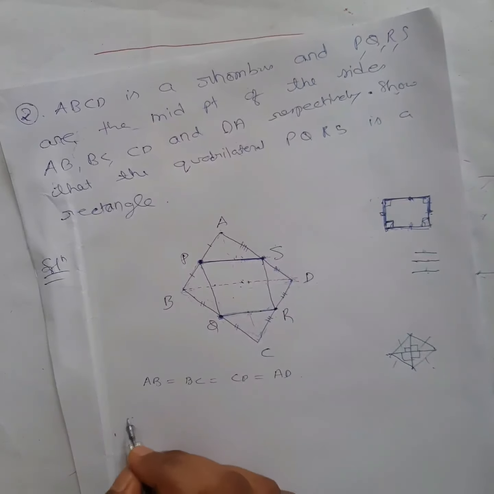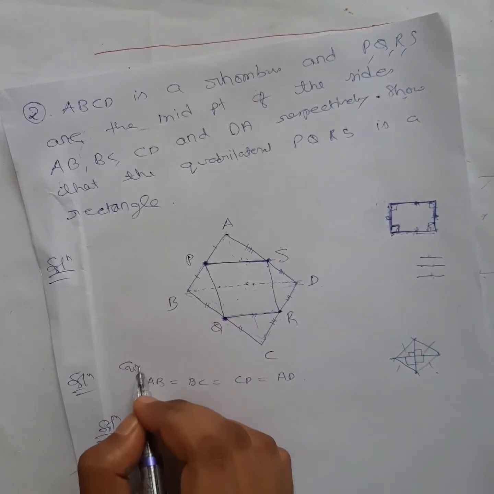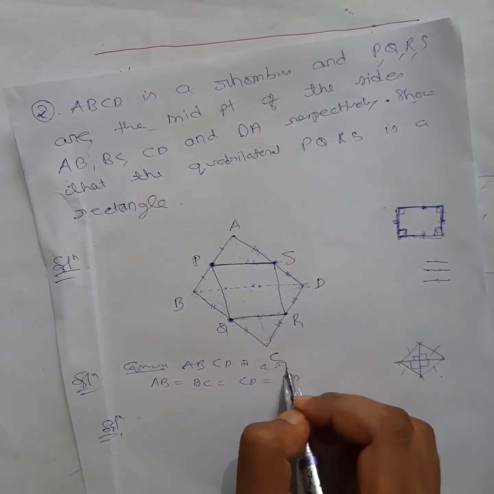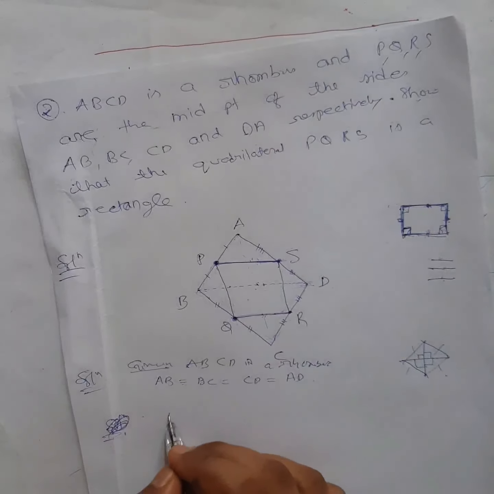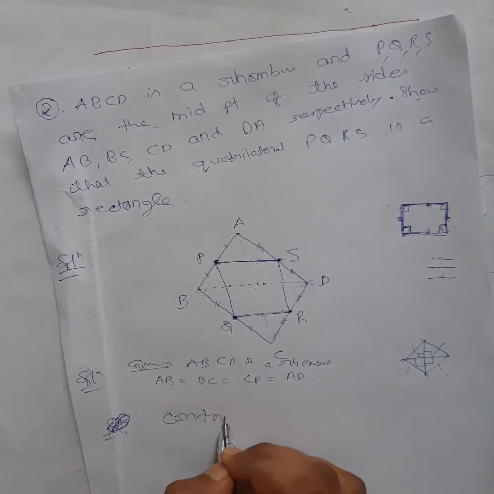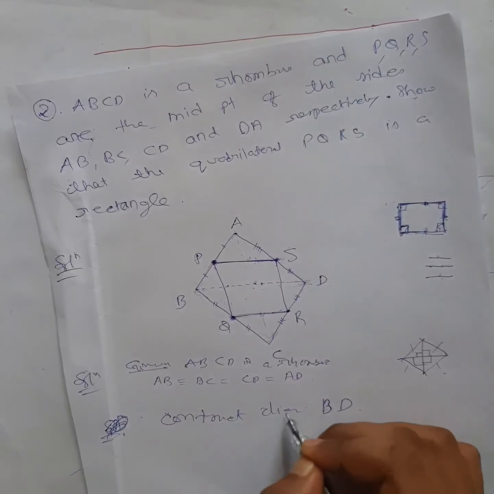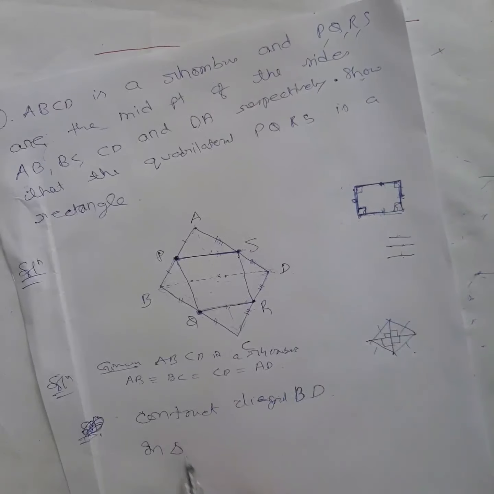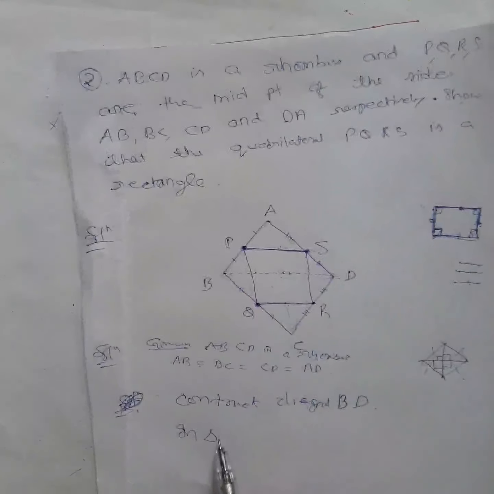So what you have to do is, in the solution you write down this one, given: ABCD is a rhombus, then AB is equal to this, you can write. Next, what you will write: construct diagonal BD. So whatever I have done in the graph from the picture, whatever I have understood, that I am going to write now.